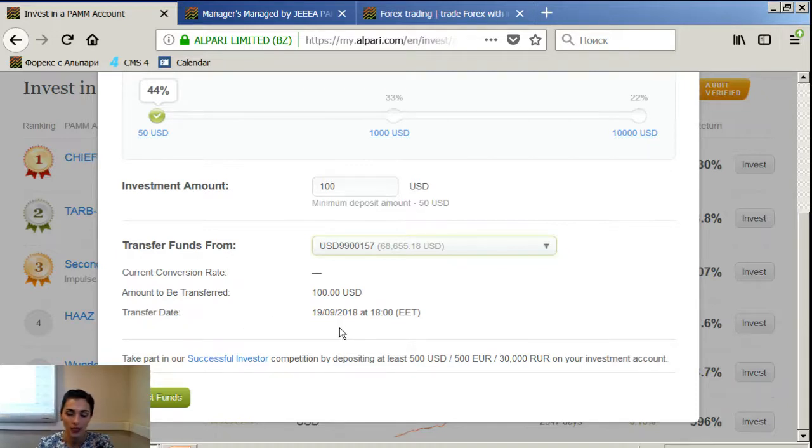As I said, you can deposit funds about 23 hours a day, but withdraw in accordance with the request planner. I will show now what it means. Okay, also you can participate in the successful investor competition if you deposit more than $500, 500 euro or 500 GLD. Invest funds and go ahead.